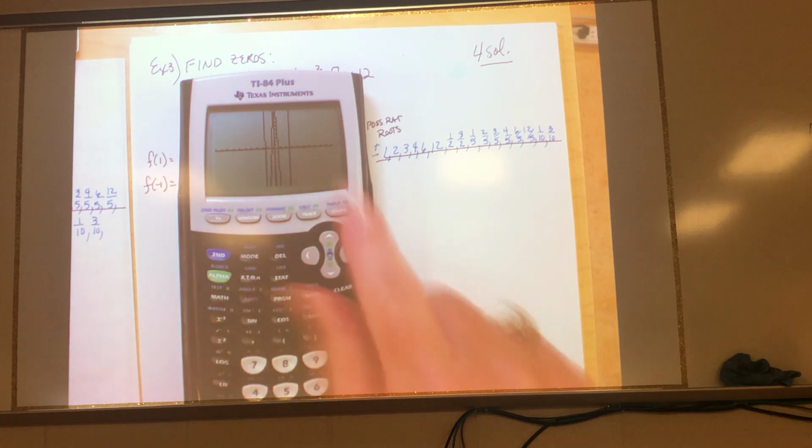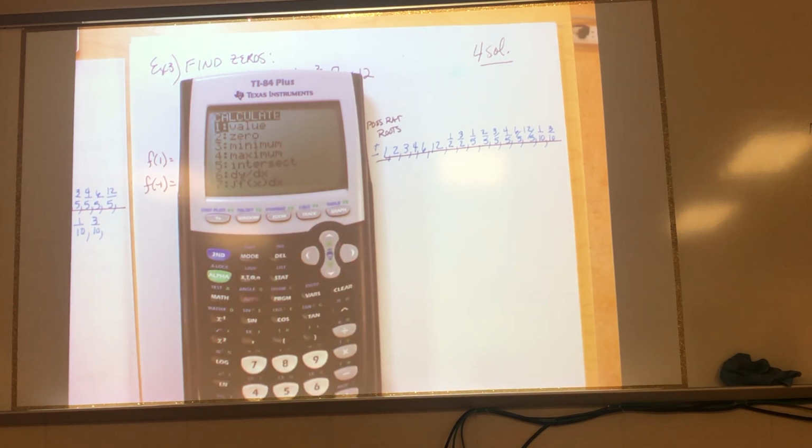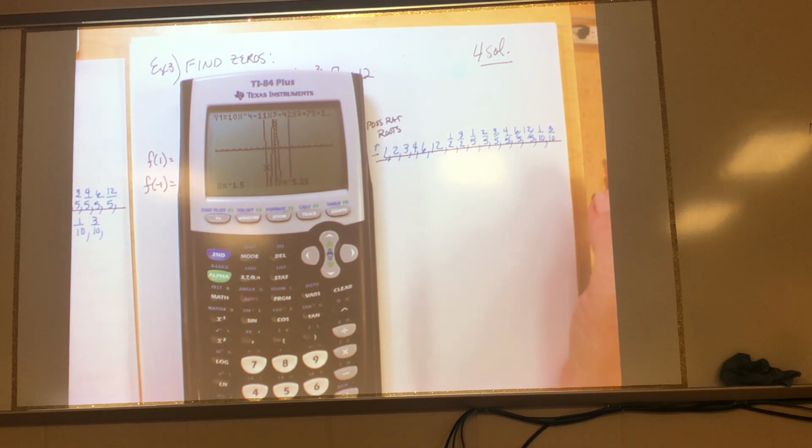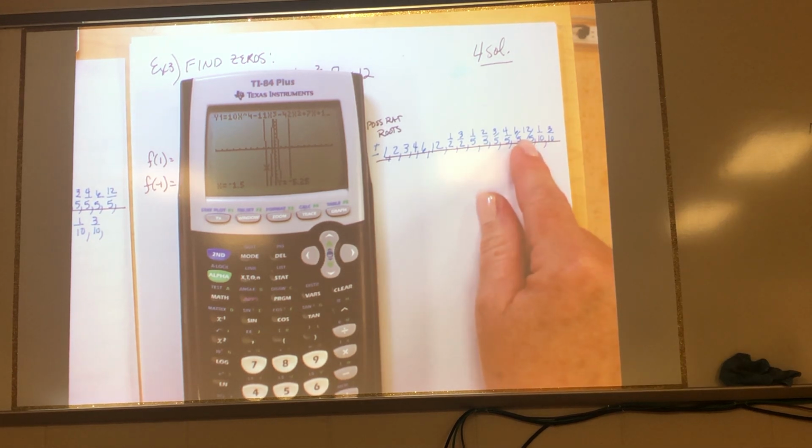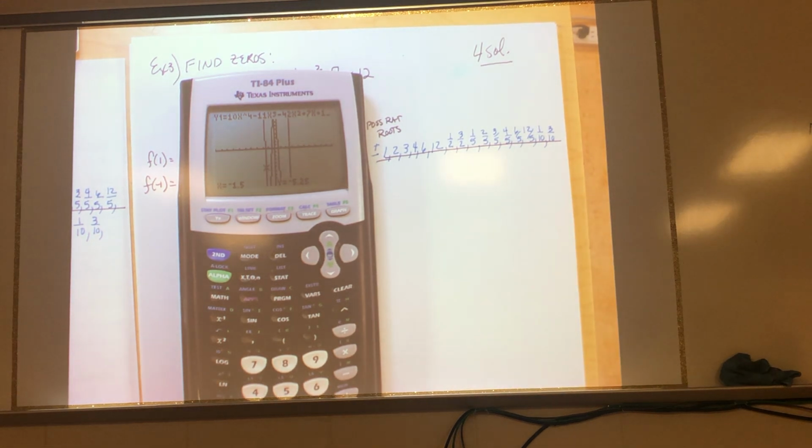So watch what I can do. Second and calculate, value. Negative 1.5. Oh, it's not 0, is it? It's not negative 1 1/2. Tell me what else it could be. 2.75? It's gotta be. 2.75? Yeah, that's this one right here. So let's go negative 12 fifths.